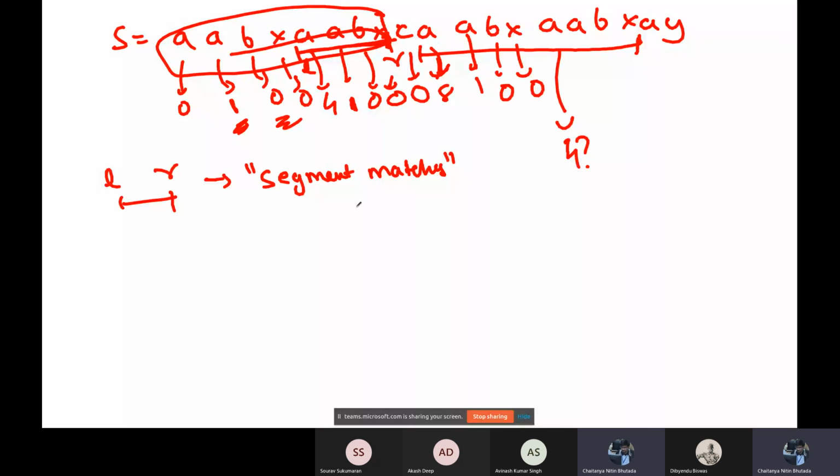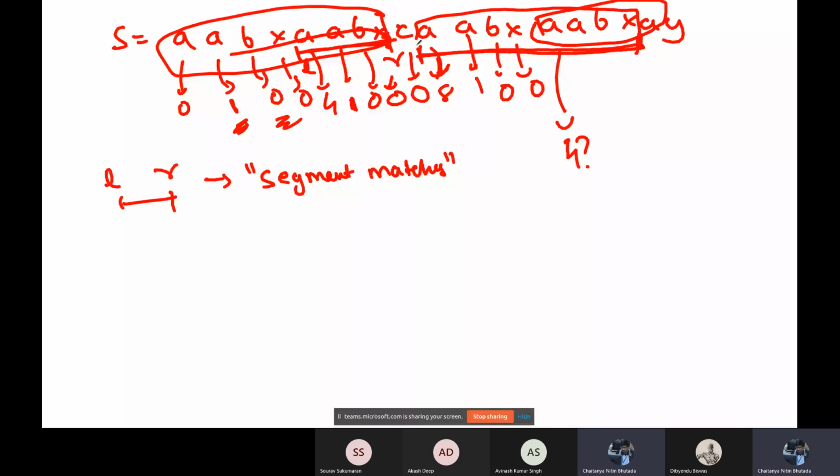Because obviously the value is 5 by brute force. AABXA, and then AABXA. Maybe because of Y, there may exist AAB again. No, it's not that. We are given a block of length this much.